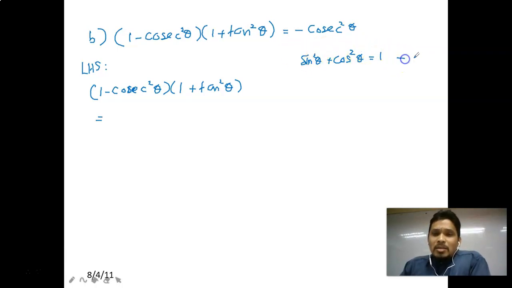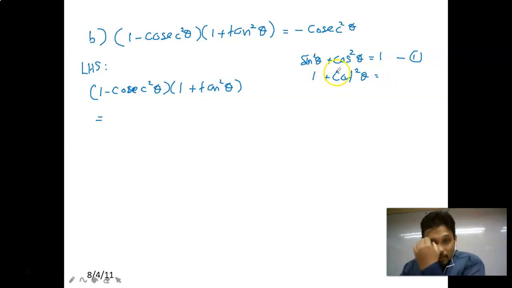Let's say this is equation 1. Let's say sine square plus cos square equal to 1, divided by sine square. Sine square divided by sine square equal to 1, plus cos square divided by sine square equal to cotangent square theta, and 1 over sine square is cosecant square theta, equation 2.